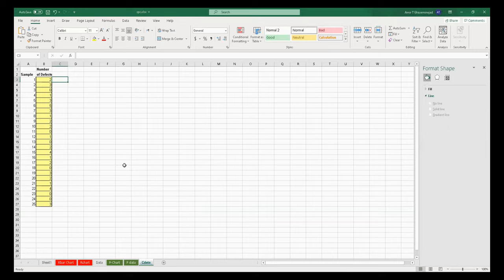Okay, so this is a different situation. A lot of you will lose a lot of marks in the exam because you cannot detect the difference between the number of defects in a sample and the number of faulty products in a sample. So I will explain it for you.